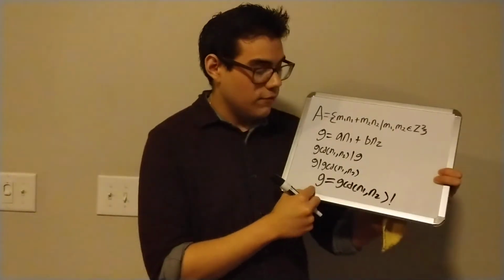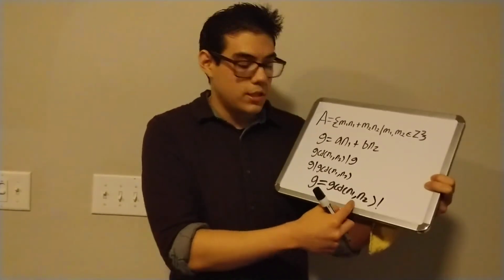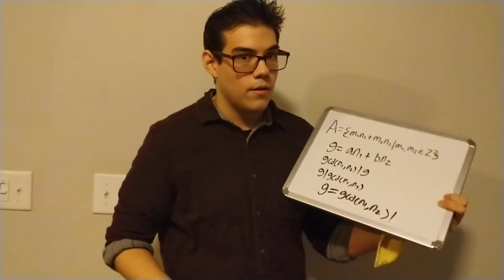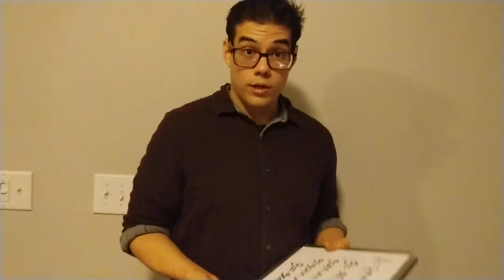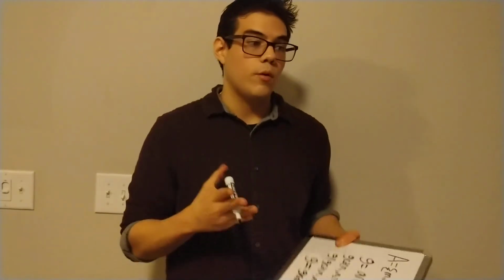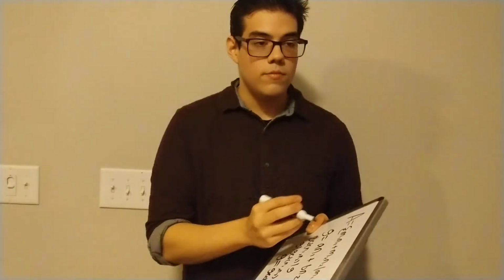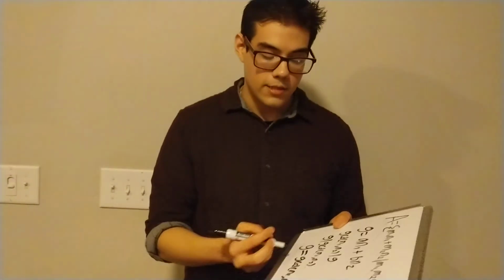Because anything divided by itself is 1. So g divides the GCD, and the GCD divides g. So this proof has already established the definition of g, and that g is the GCD of n1 and n2. And as such, it's the smallest natural number in the set A. So we have, through 3 parts, determined and proved that g is the smallest element in A, and that it's equal to the GCD. And that concludes our proof.